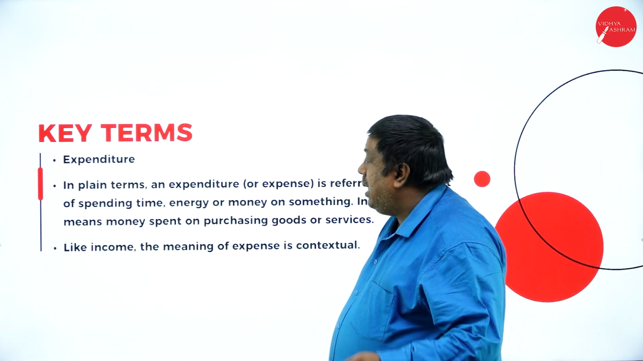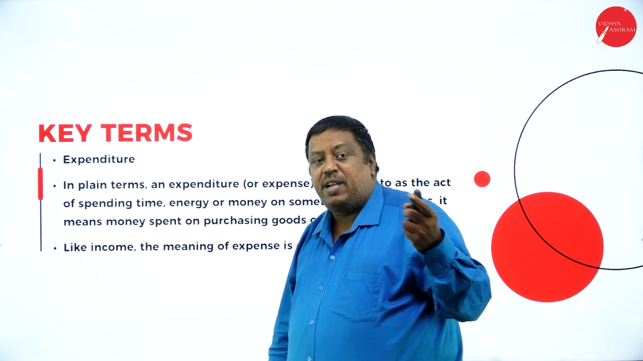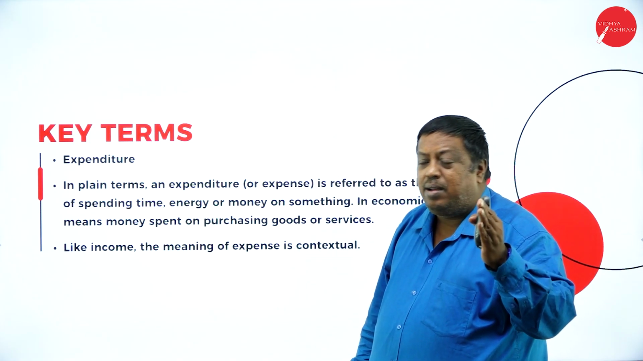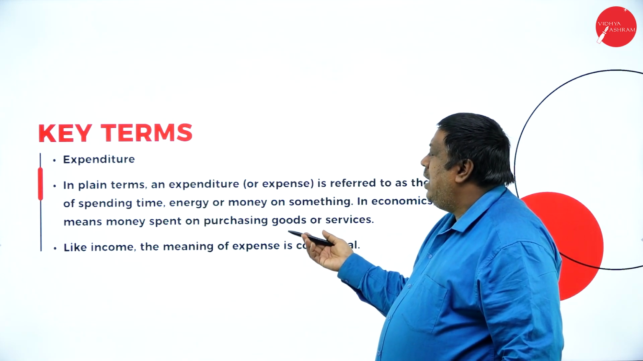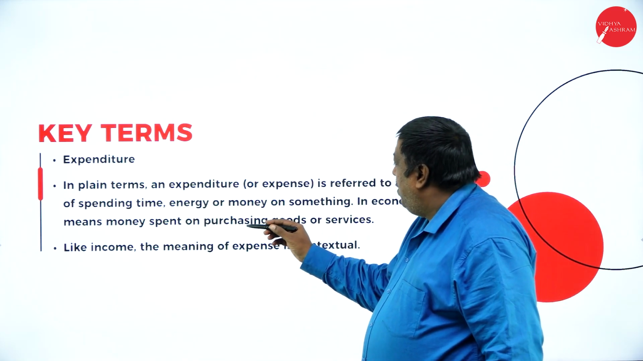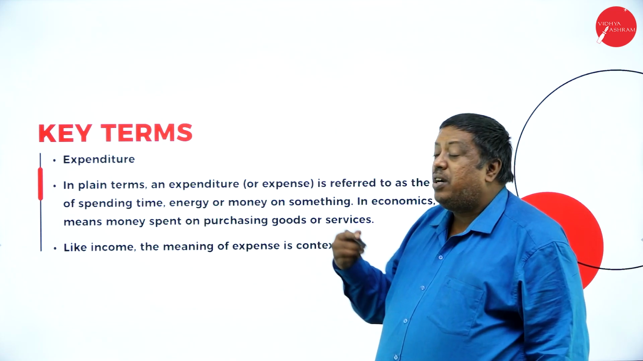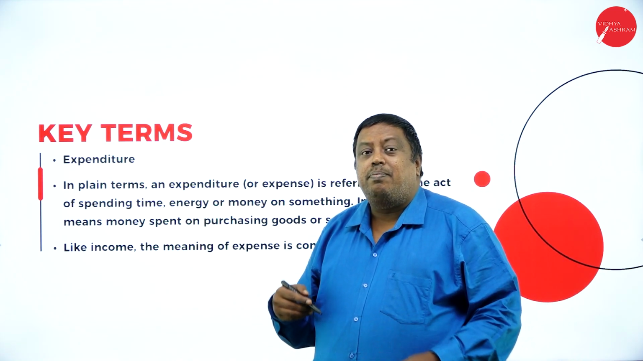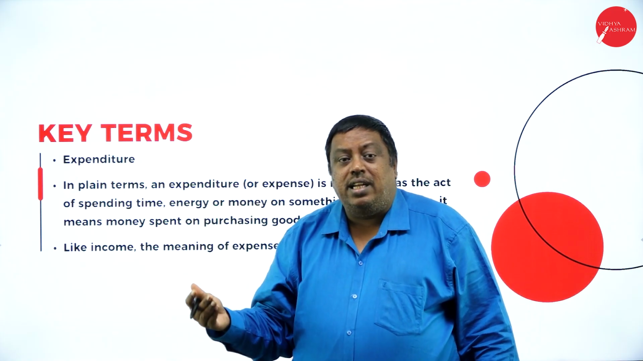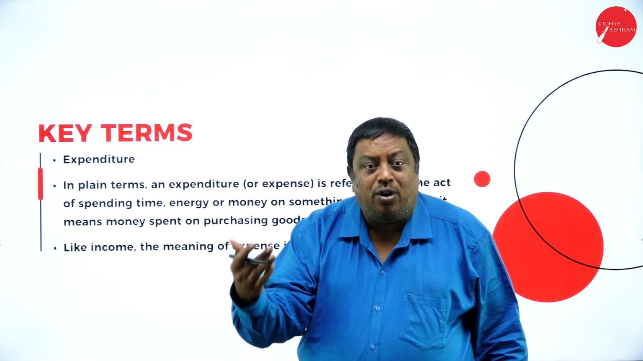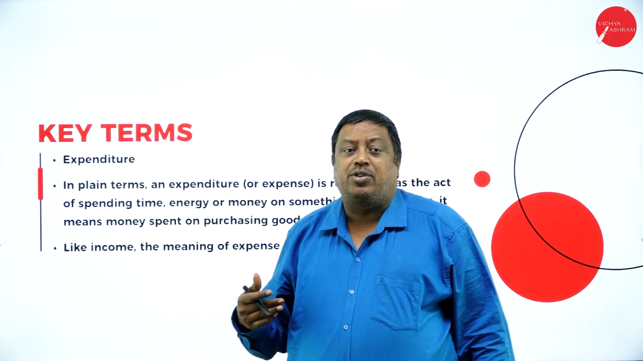The next key term we have here is expenditure. We have discussed income. Now we are going to discuss expenditure. In the normal way, it is any amount spent to purchase anything. I'm giving money to get a pen. I'm giving money to get the benefits of certain things for my future life.